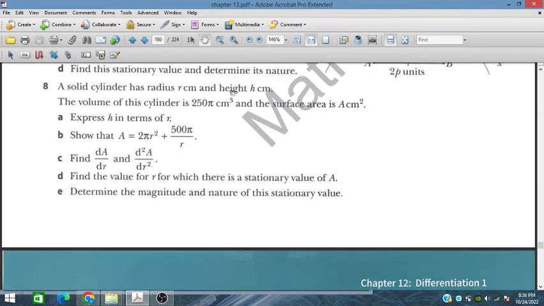A cylinder has a radius r and height h centimeters, and the volume of this cylinder is 250 pi centimeter cube, and the surface area is A centimeter square. This is the surface area of the cylinder. The cylinder has a top, bottom, and a rectangular shape wrapping around to give the surface area. Express h in terms of r, and show that A is equal to 2 pi r square plus 500 pi upon r. Then find dA by dr and the second derivative of A with respect to r, and find the value of r for which there is a stationary value of A. Determine the magnitude and nature of this stationary value.